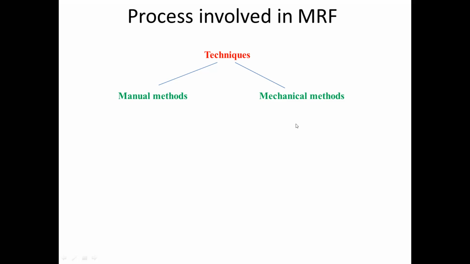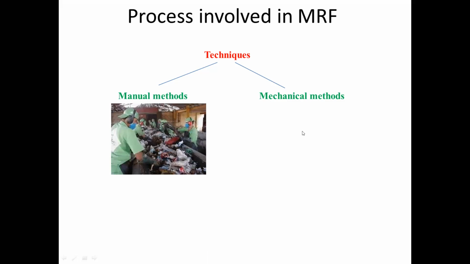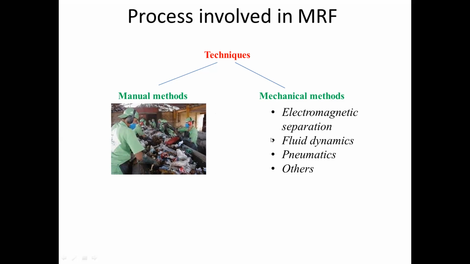In the manual method we are using manual manpower, we are deploying individuals to separate the waste. So like this we are going to be separating the MRF. This is your manual separation method, or manual segregation method. In this method you are going to be deploying humans to segregate the waste manually, by hand picking.